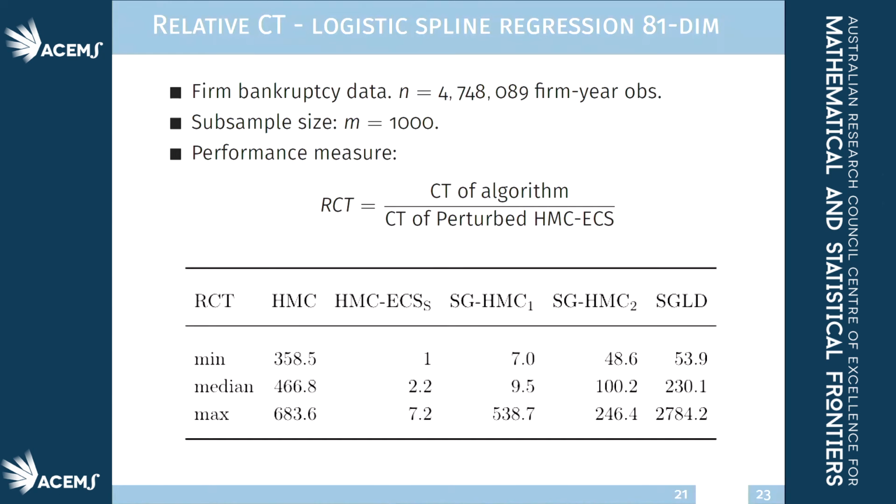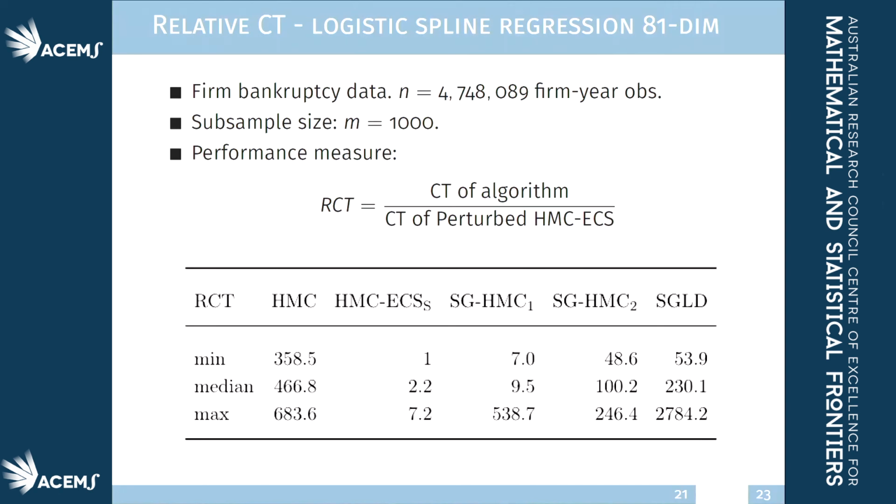No, so I've got firm bankruptcy data. I've got 4,748,000 firm-year observations, and the subsample size that we take is 1,000. Therefore we need subsample sizes, and we can figure out that we actually don't use the mixture of normals for the limiting distributions, because we take the subsample size to be 20 or 30 or something, so we can approximate by a normal.